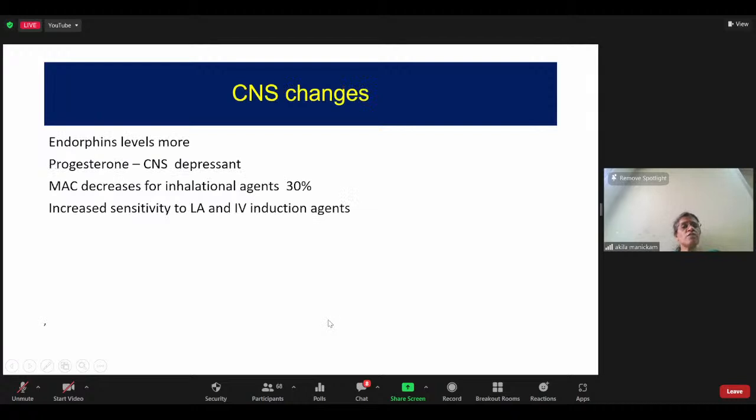And when we look into the central nervous system changes, there is quite an enormous amount of endorphins which are increased during pregnancy, and progesterone as such is a central nervous system depressant. These two neurohormonal effects ultimately, what do they cause? They increase the pain sensitivity of pregnant mothers. The MAC of inhalational agents is quite decreased. So when you give 0.6 or 0.7 MAC, with a 30% reduction, it is equivalent to 1 MAC, and there can be some amount of uterine atony or upper airway obstruction when you're holding a mask. And also there is increased sensitivity to your intravenous induction agents.